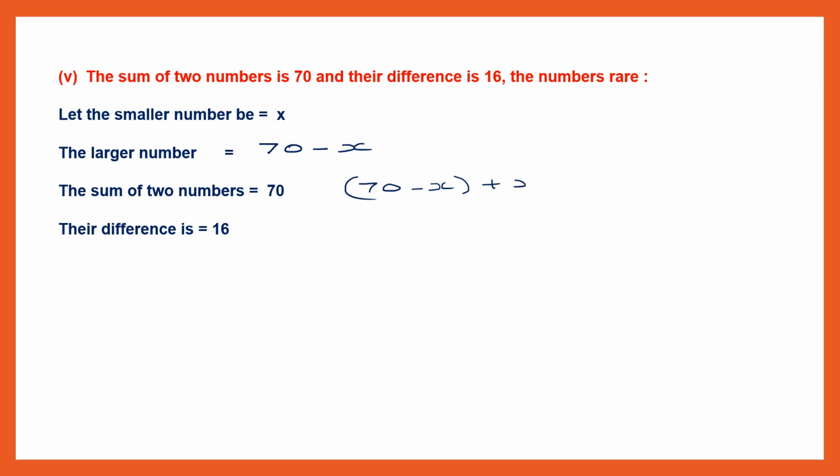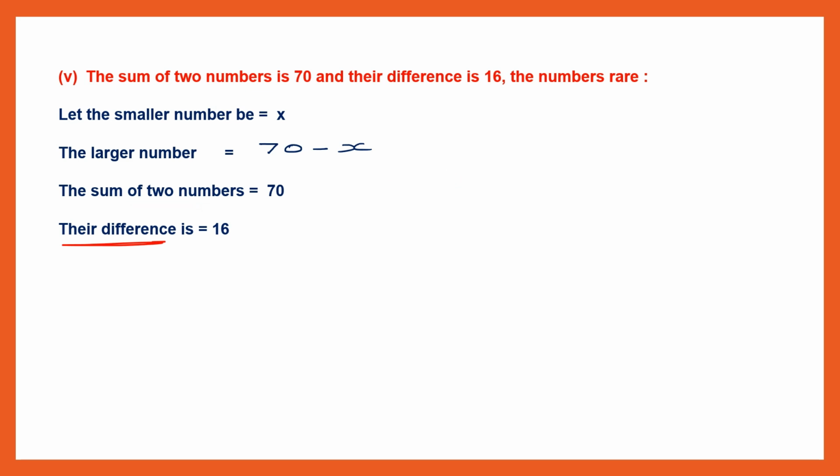plus the smaller number which is x, and the sum is equal to 70. But here what do you see? 70 minus x plus x is equal to 70. So here x gets cancelled. So we can't find the value of x. So we cannot take the sum of two numbers. Let's look at the difference of two numbers.